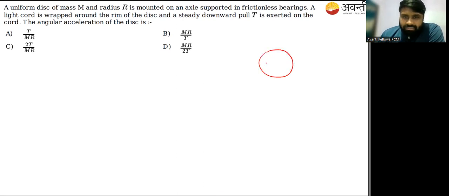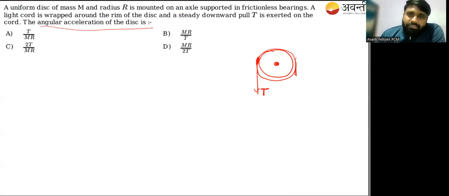So this is the disk, which is joined on this axle. The rim, we take the outer periphery of the disk. This rim is connected to a cord which is pulled by a tension T, or you can say a downward pull, capital T, is applied on the circumference of this disk with the help of the cord. Now the angular acceleration is being asked.